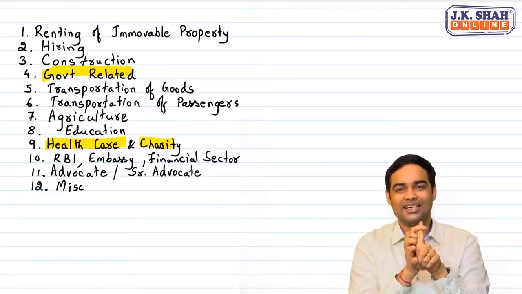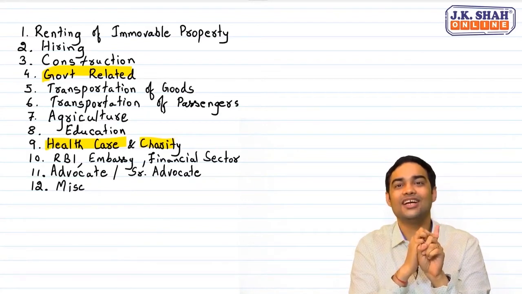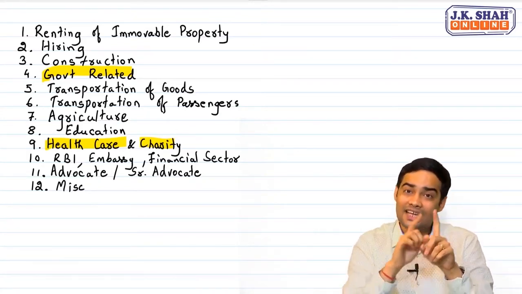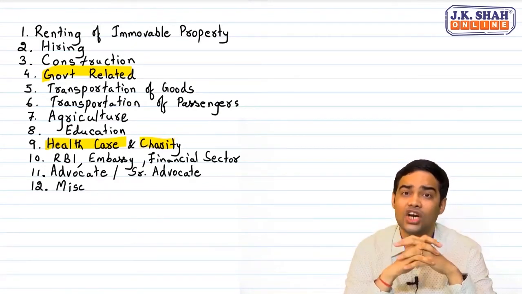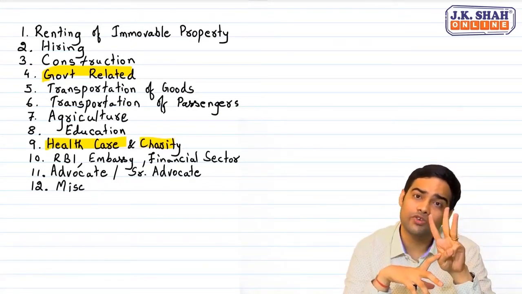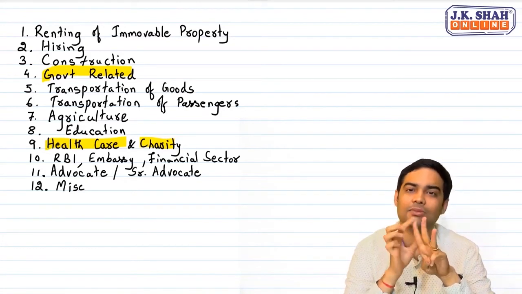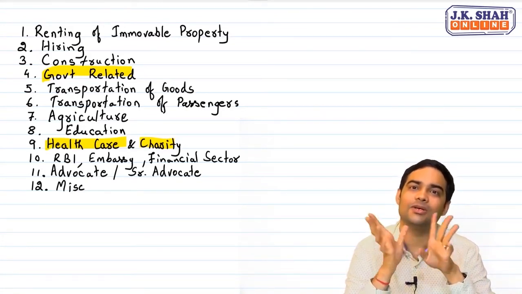Authorized medical practitioner, clinical establishment, and third one is paramedics. Remember one thing, where healthcare is provided is not important. Healthcare service should be provided by three persons: authorized medical practitioner, clinical establishment, and paramedic.